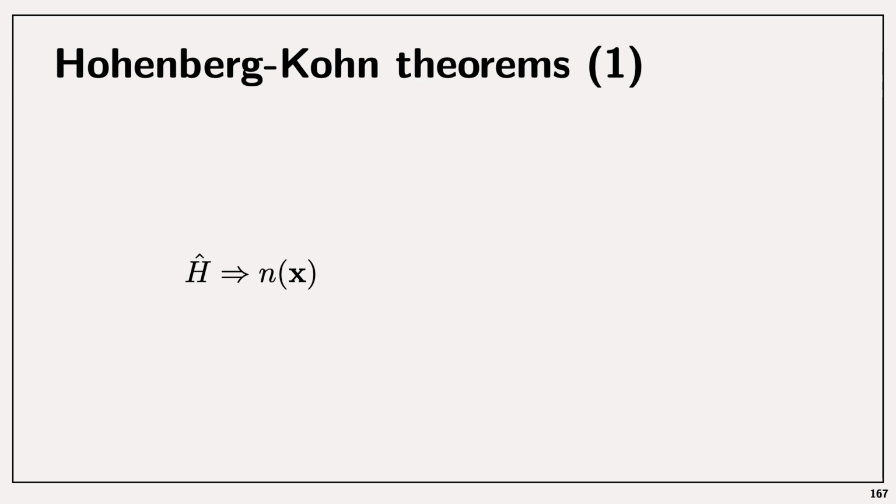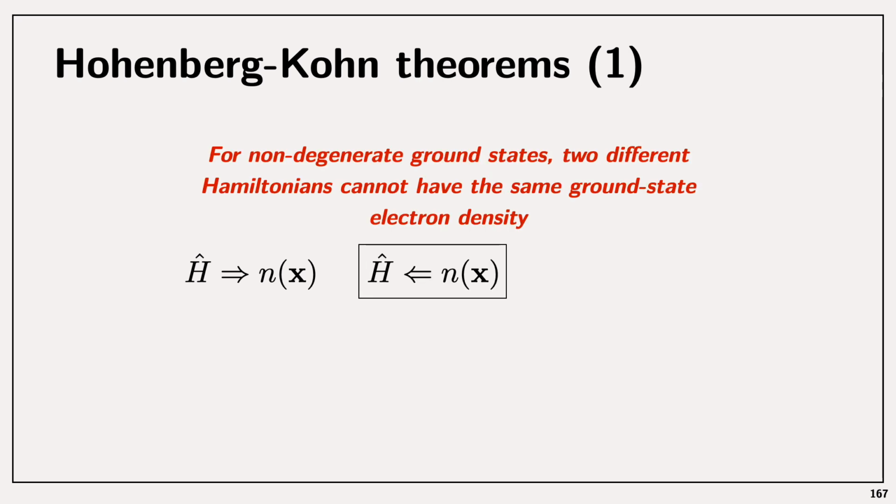That's not a problem. Now, what the Hohenberg-Kohn theorem claims is this. For non-degenerate ground states, if we have two different Hamiltonians, they do not have the same density. In other words, there is a one-to-one correspondence between knowing the density and knowing the Hamiltonian. So one density corresponds to one Hamiltonian. That's what's written mathematically in the box there. That's basically the first Hohenberg-Kohn theorem.